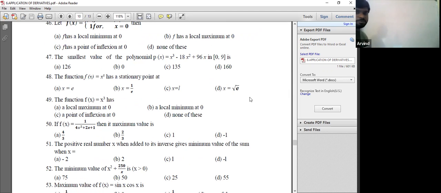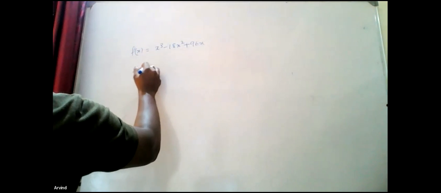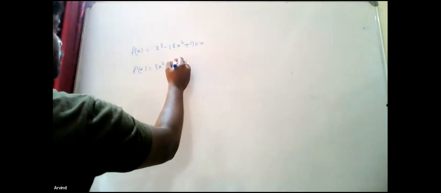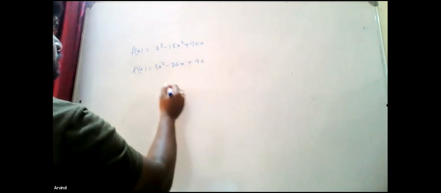Let's find the stationary points. First, let's differentiate it: x cube minus 18x square plus 96x. So here, this is my f of x. Let me find f dash of x, which is 3x square minus 36x plus 96.